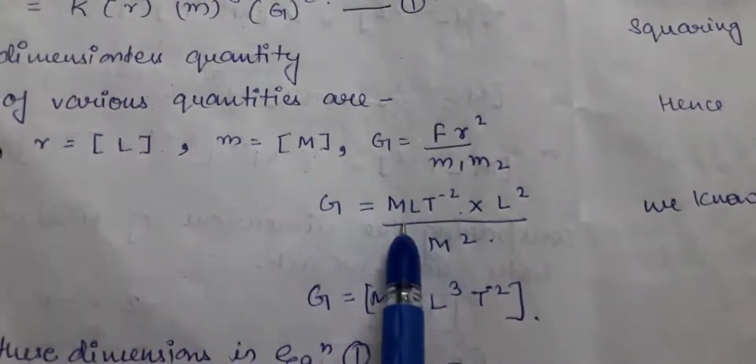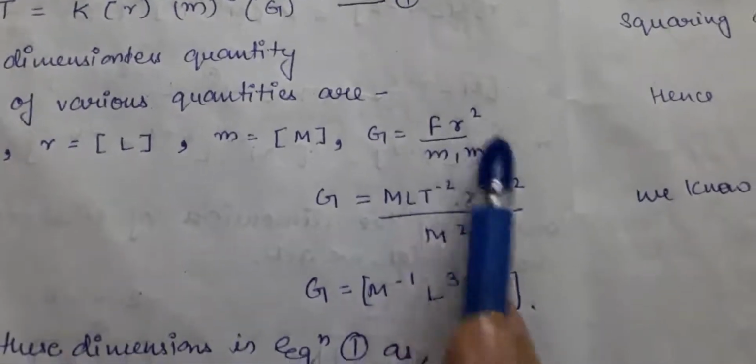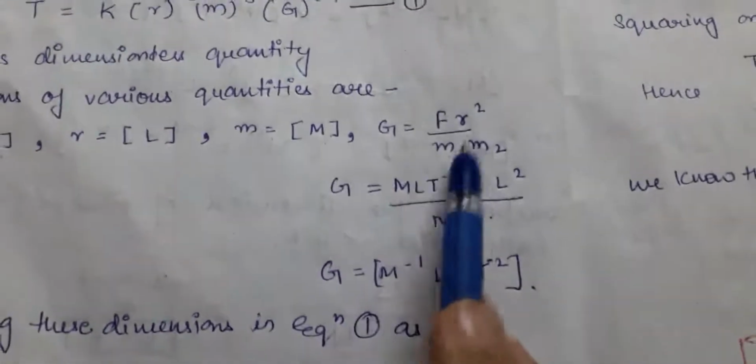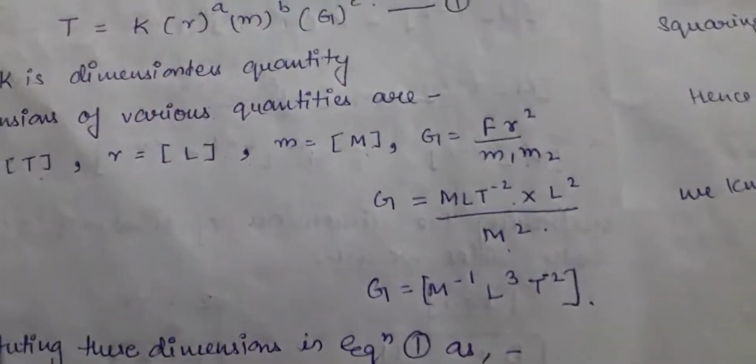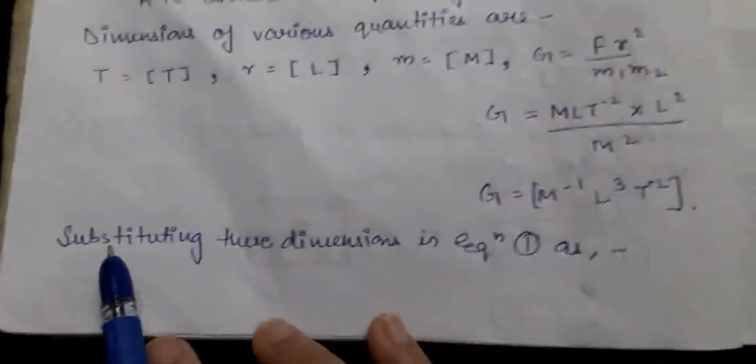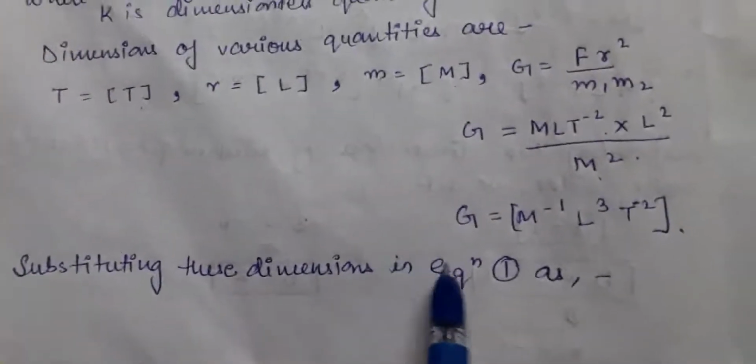In place of F I can write ML T minus 2, in place of r square I can write L square, in place of m1 m2 I can write m square. After solving all this I got G is equal to M minus 1 L3 T minus 2. So substituting these values in equation 1.